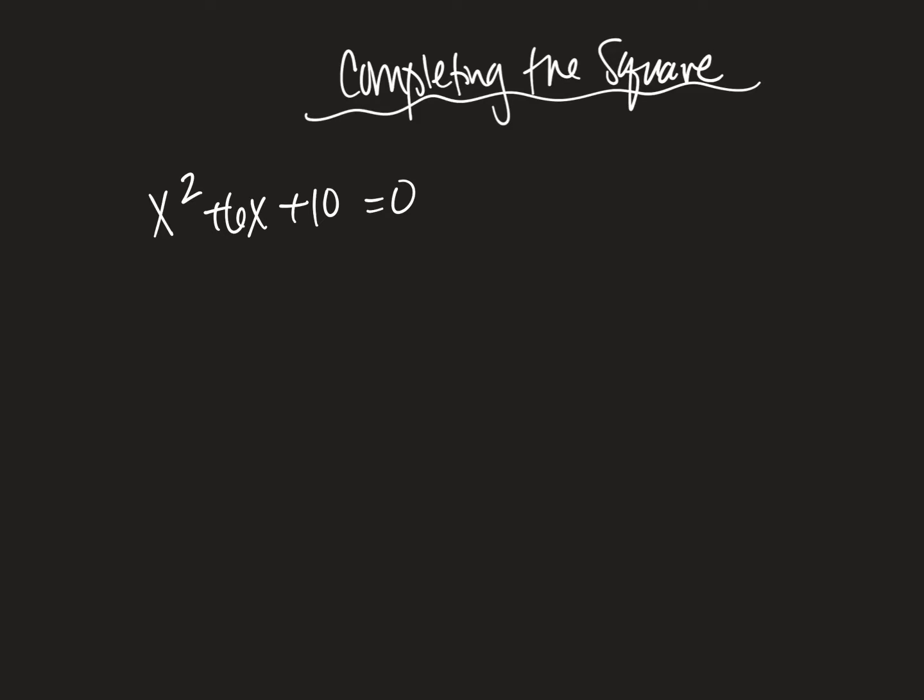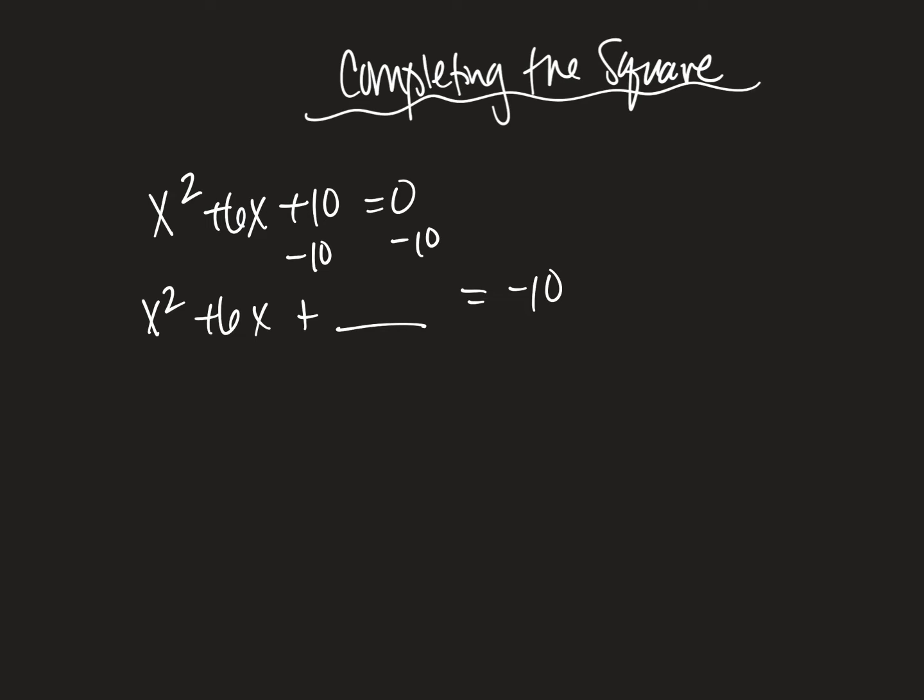All right, we're going to complete the square. So the first thing I'm going to do is move my 10 to the other side. I like to have all my variables on the left and all my numbers on the right. So I'm going to write x squared plus 6x plus a blank is equal to negative 10. The blank is there because I want to complete the square.